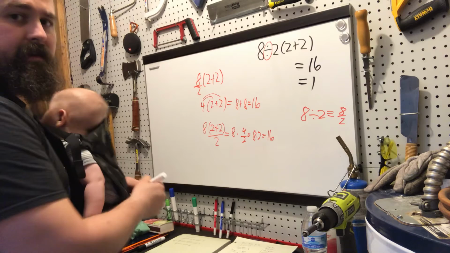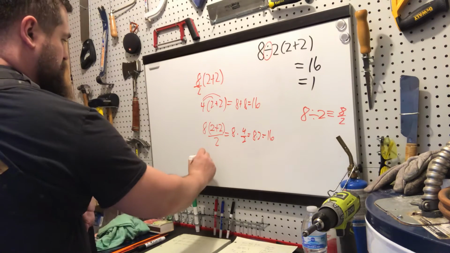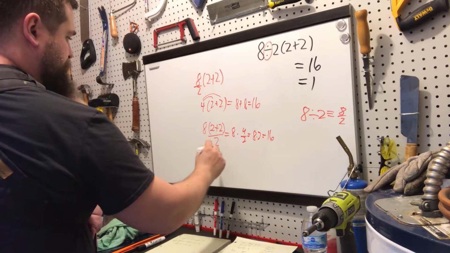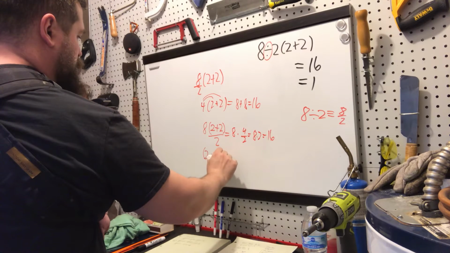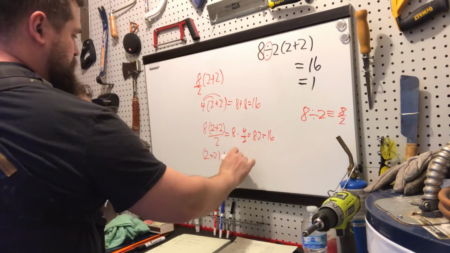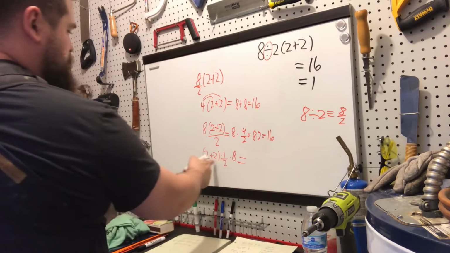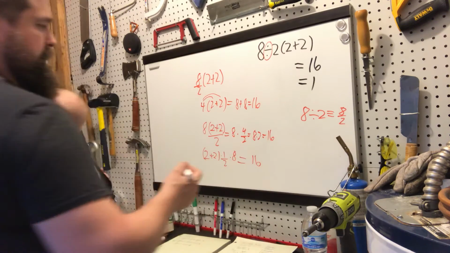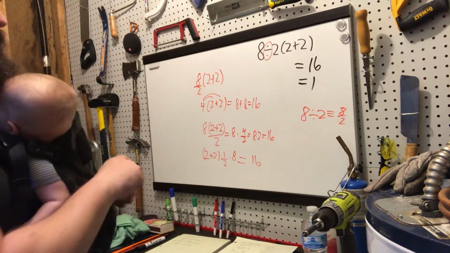Alright, let's go another route. Let's say we take this and we're going to move it. We're going to do 2 plus 2 times 1 over 2 times 8. You're going to do all this. You can do this first if you wanted to, and you're going to get the same thing, 16. This is where the commutative property comes in.